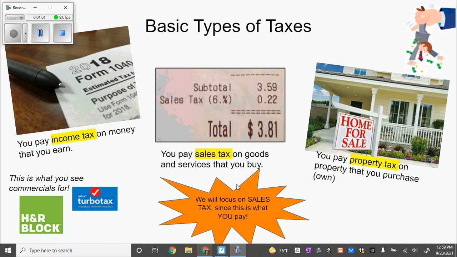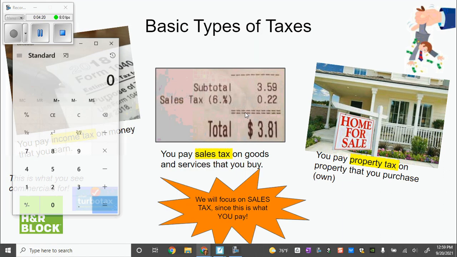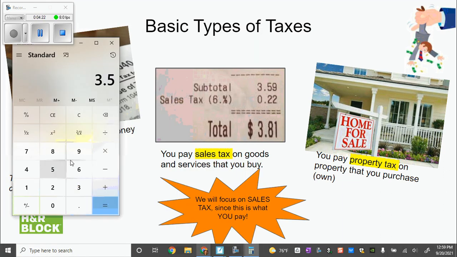Now, the one here in the middle, this is what we're going to focus on, sales tax, because this is what you guys actually pay. So on a lot of receipts, you'll notice that there's a certain amount plus a little extra in tax. And here, if we did 6% of 3.59, we'd get the 22 cents. Let me show you all that in a calculator real quick, how they did this math. If you do the 3.59 and multiply by 0.06, this 5 is going to bump that up to 22 cents. So you're going to owe 22 cents in sales tax, and then the total would be 3.81.